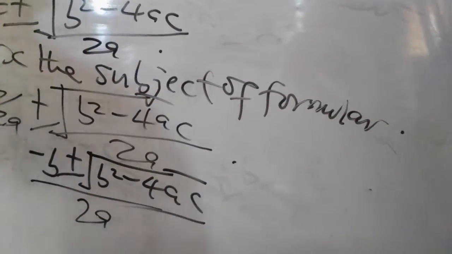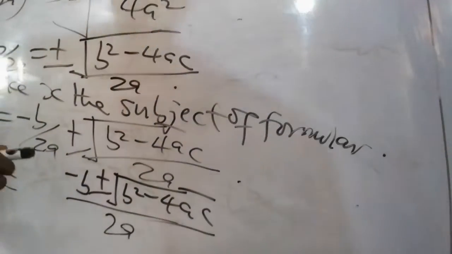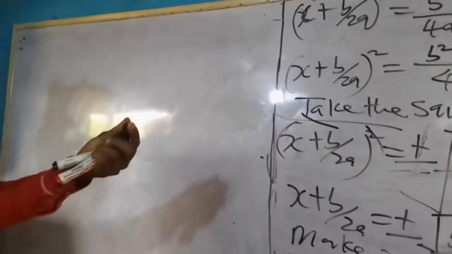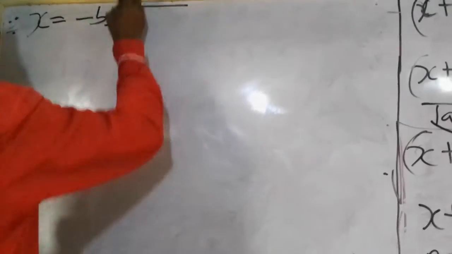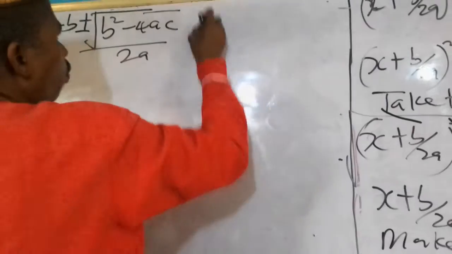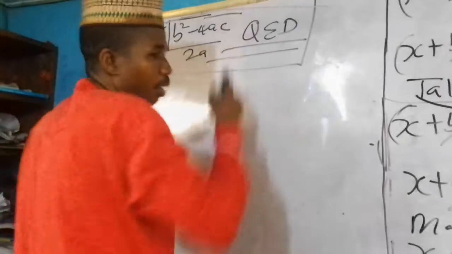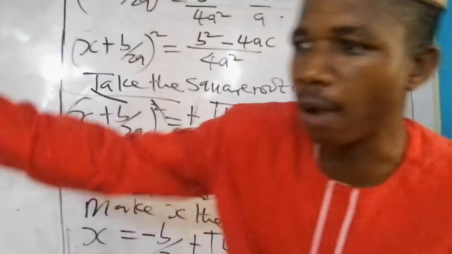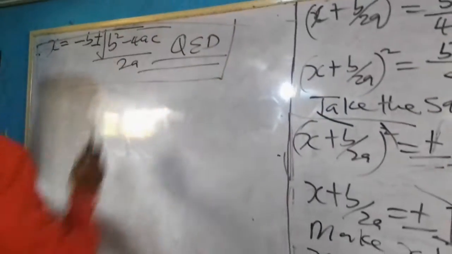You can see that the general quadratic formula is given by x is equal to minus b, positive or negative, square root of b square minus 4ac over 2a. Therefore, the general quadratic formula is given by x is equal to minus b, positive or negative, the square root of b square minus 4ac all over 2a. This is quite easily done, QED. We have proved that.